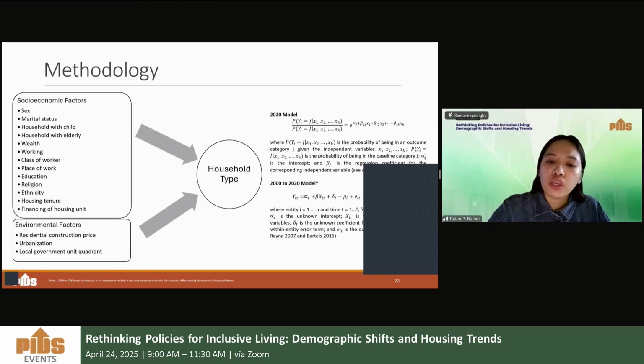And if we look now at, before, in the second model, the 2000 to 2020 model, we tried to control for entity and time fixed effects. We actually used similar variables as in the first model, but there are some differences, like sex was excluded as an independent variable because it was used instead as one of the characteristics differentiating the observations in the creation of the panel dataset.